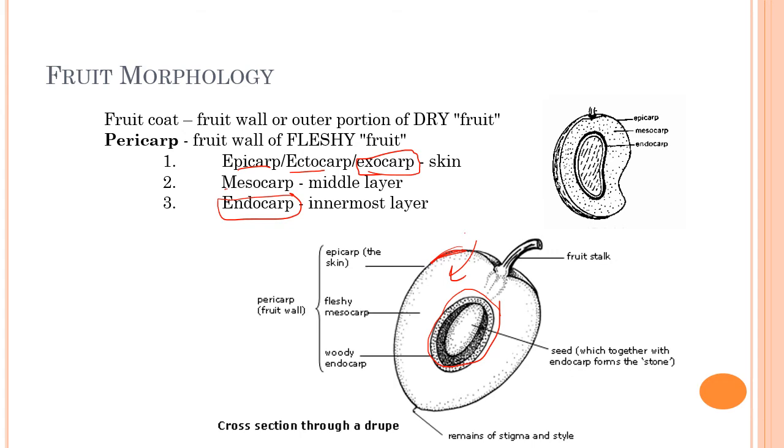So the drupe is actually a stone fruit or drupe fruit. Why? Because the endocarp is hard. Okay, so we have fleshy mesocarp, fleshy exocarp, but the endocarp is very hard, and that's why this is called drupe.